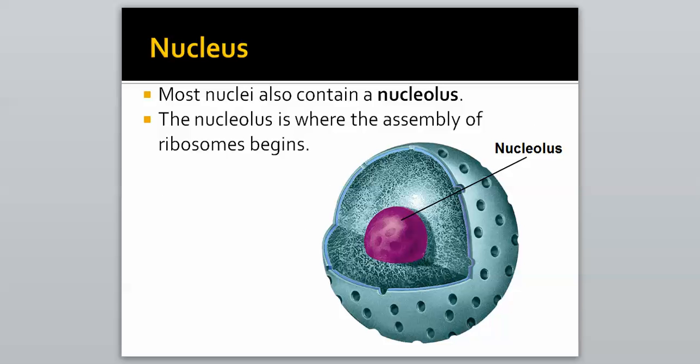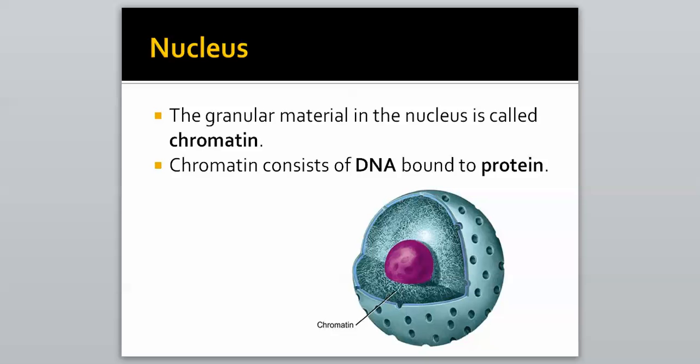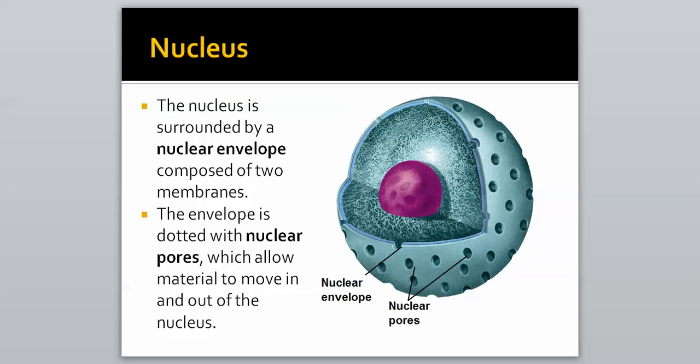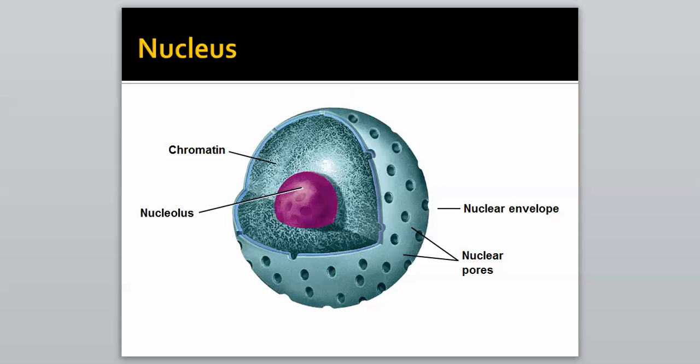The next structure is that most nuclei also contain a nucleolus, and the nucleolus is where the assembly of ribosomes begins. That purple structure, remember, is not really purple, because that's just an artist adding colors to make things stand out. The function of this is to assemble ribosomes. Let's recap here. We have the nucleolus, chromosomes, chromatin, a nuclear envelope, and nuclear pores. All of those are part of just the nucleus.